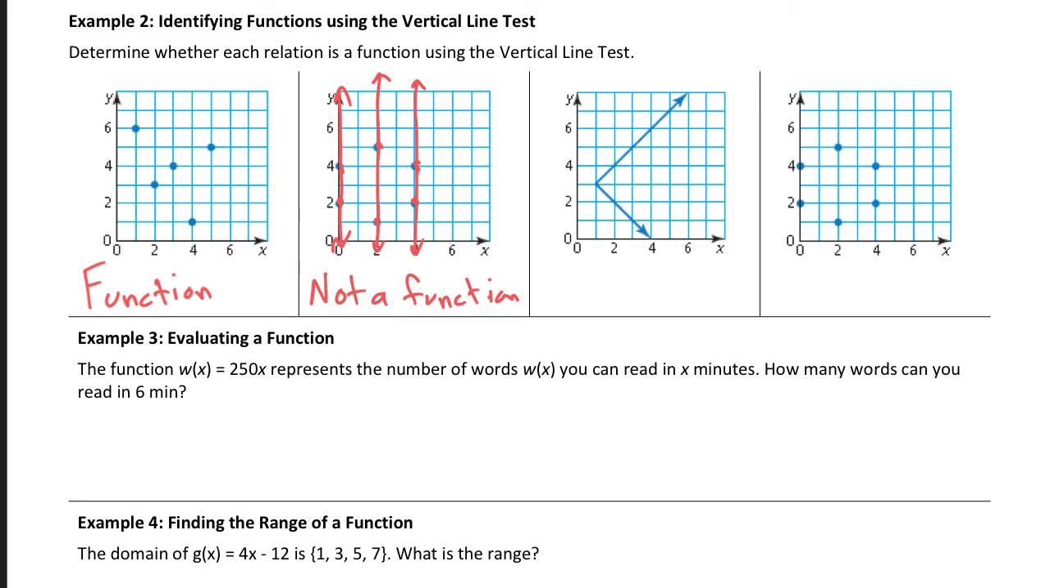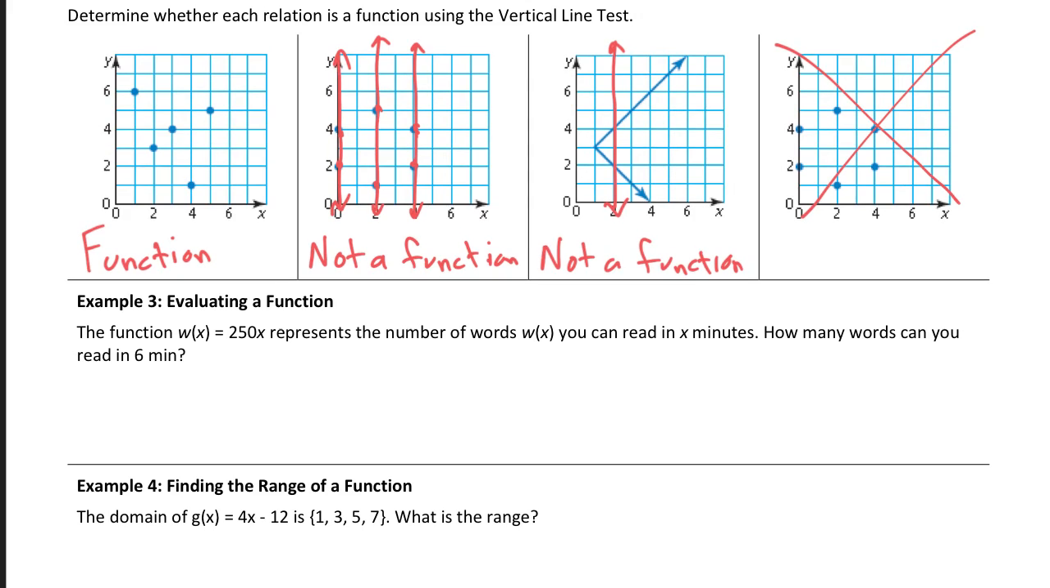And I realize I copied the same one, so this last one is the same as the second one, so sorry about that. In this next one, this is not a function. A vertical line can hit this twice in multiple spots. So if a vertical line can hit it twice at any input, it's not a function. So the only one that was a function was the first one. So vertical line test, can a vertical line hit our relation twice as a graph?